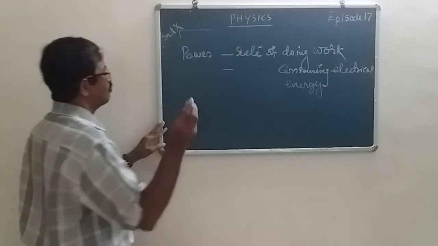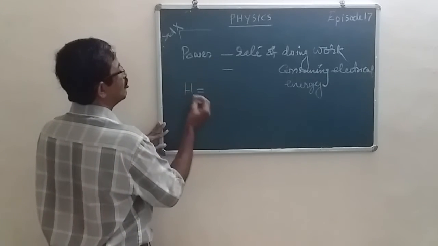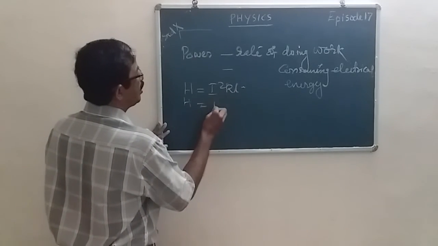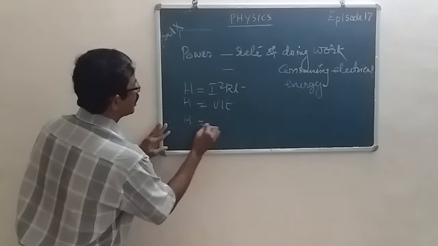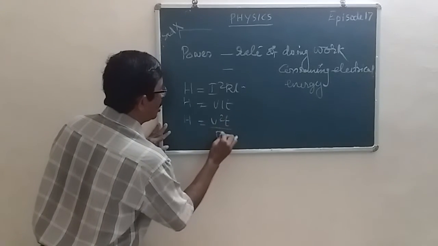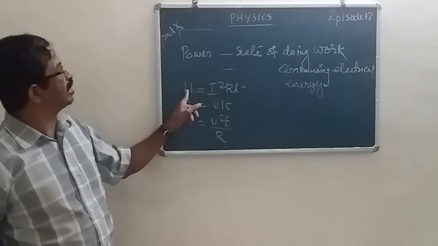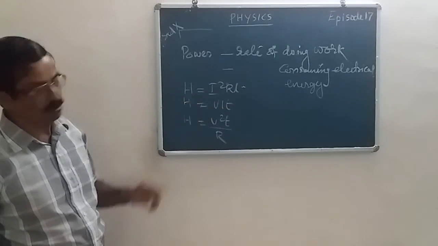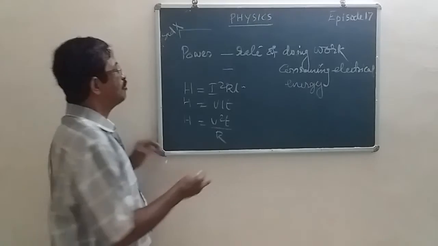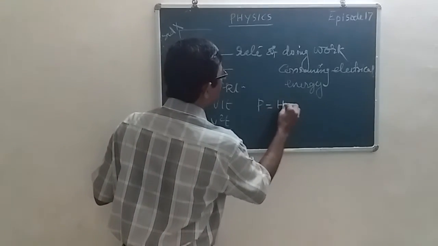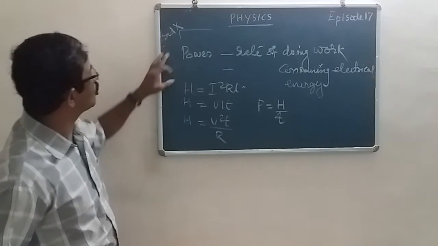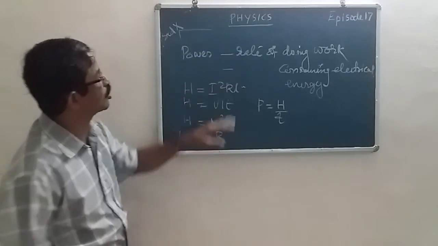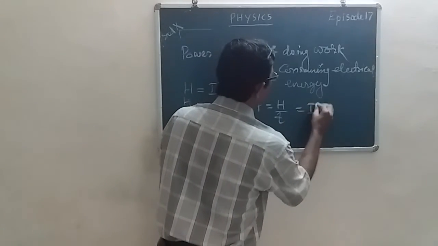Here, see the relations we know: H is equal to I square RT, and also H is equal to VIT, and H is equal to V square T by R. Here H is the work done or energy used in time T. When we consider rate of doing work, P is equal to H by T. So from these relations, P is equal to H by T is equal to I square RT by T, so we get I square R.